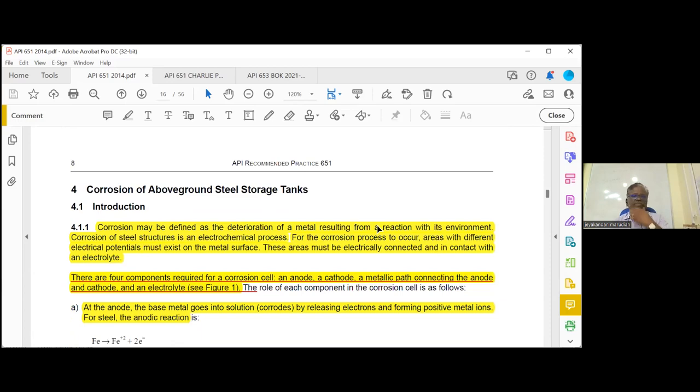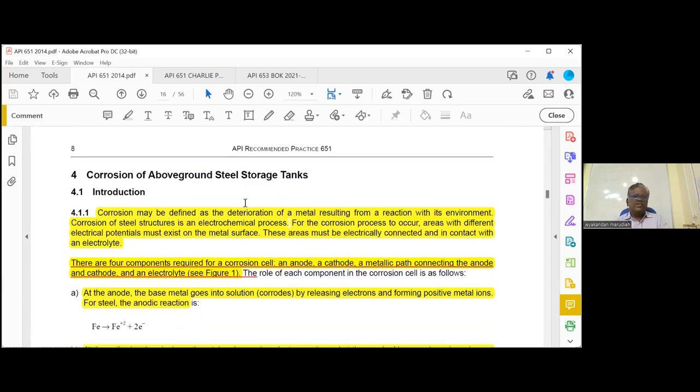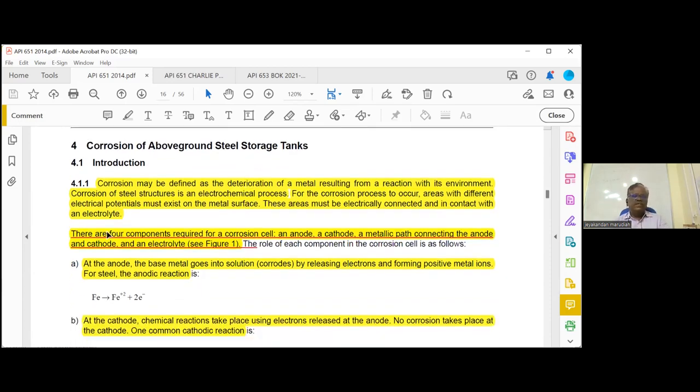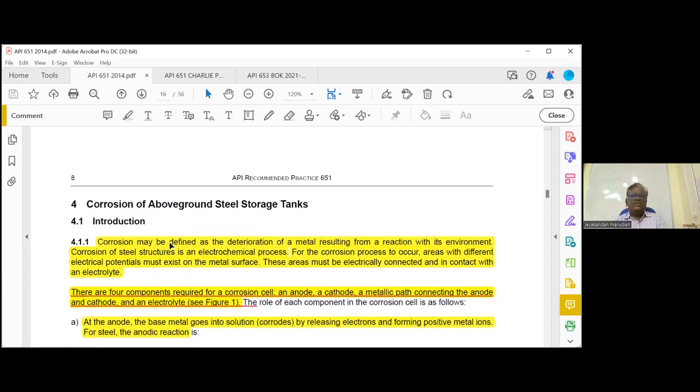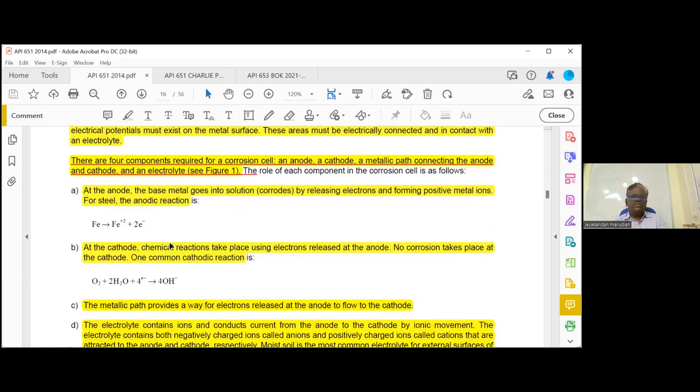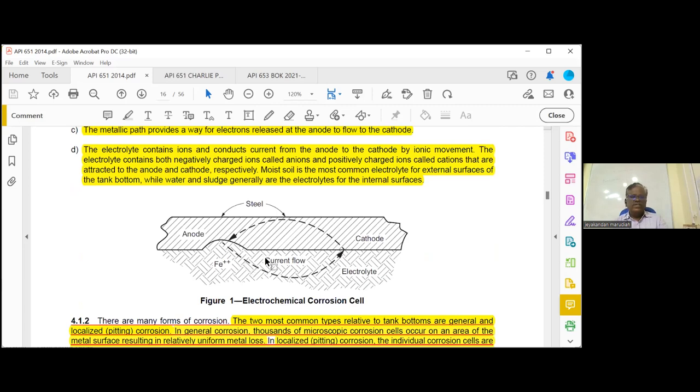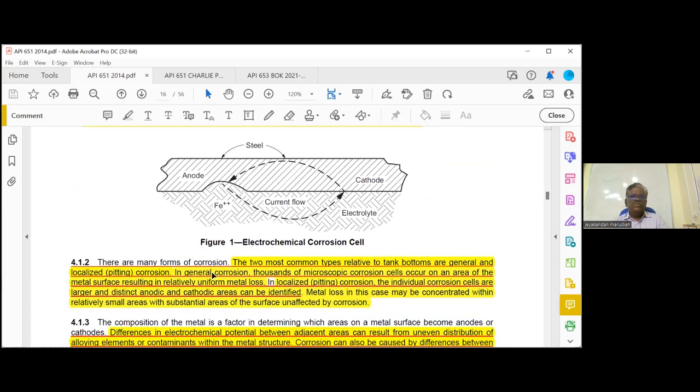Then we will go to the next page. We will skip many things actually. Page number 8. There are 4 components required for a corrosion cell. Highlight this line: anode, cathode, metallic path connecting the anode and the cathode, and an electrolyte. Highlight that line. So this is the picture.